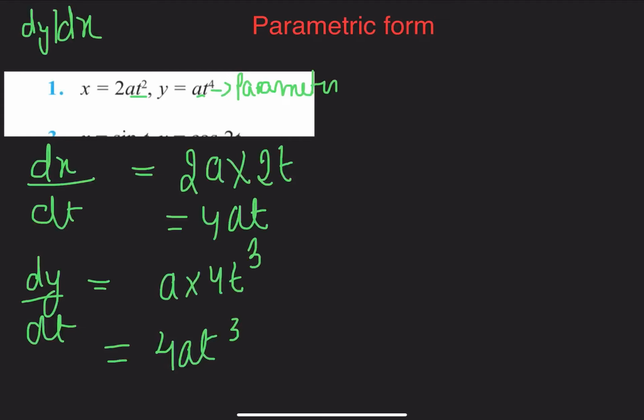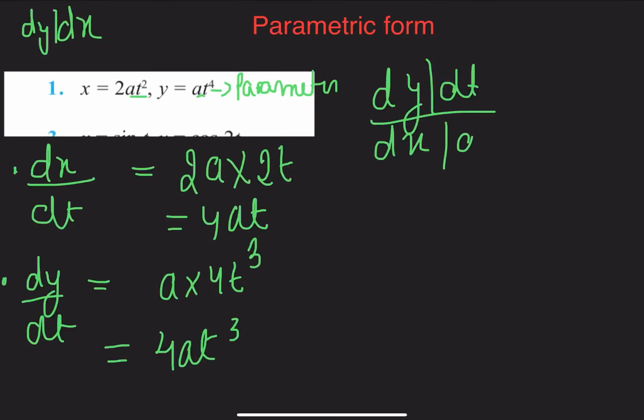Now just see this, you have dx by dt here and you have dy by dt here. If I divide dy by dt divided by dx by dt, the dt and dt will get cancelled and I would get dy by dx. Sorry, there's one error which I have made here. This is going to be dy by dt divided by dx by dt. The dt and dt get cancelled. What turns out to be is dy by dx. So just divide these two.